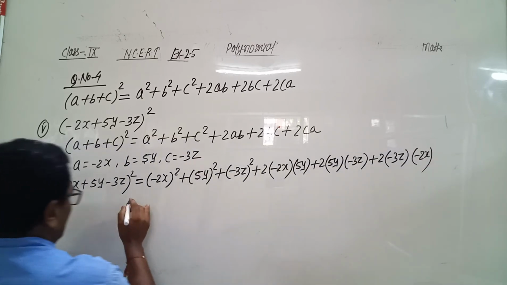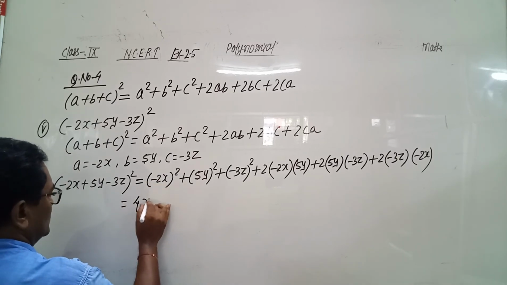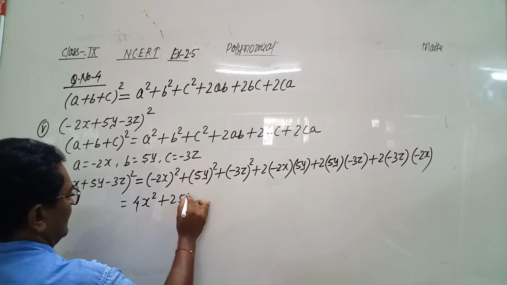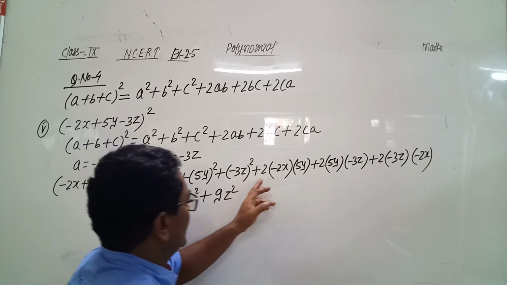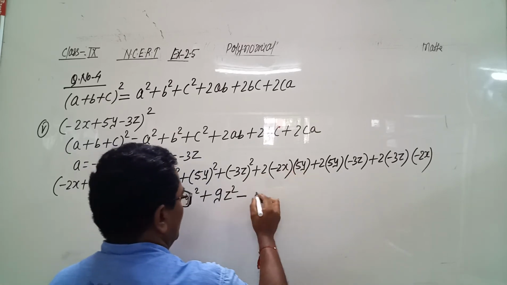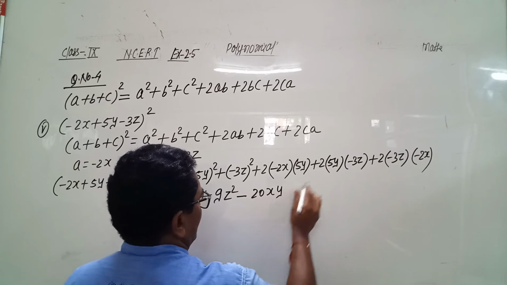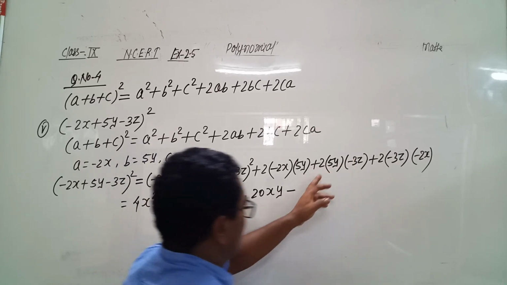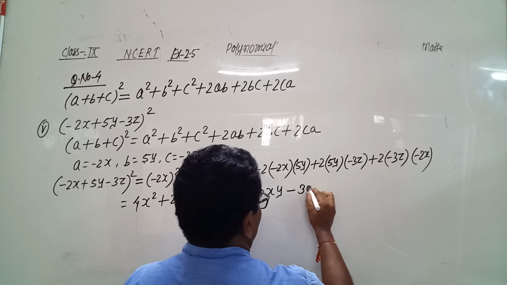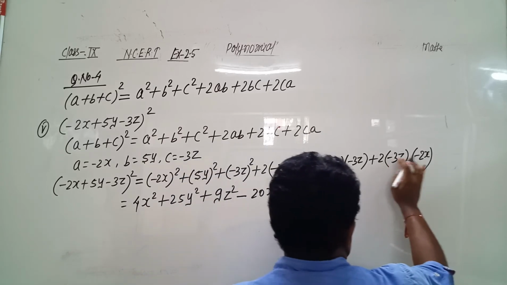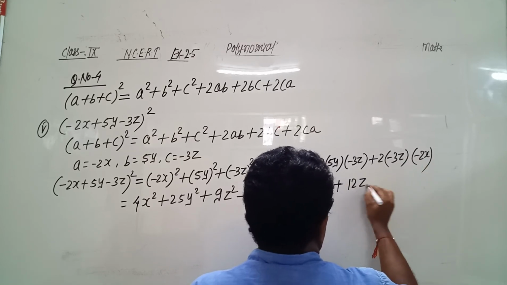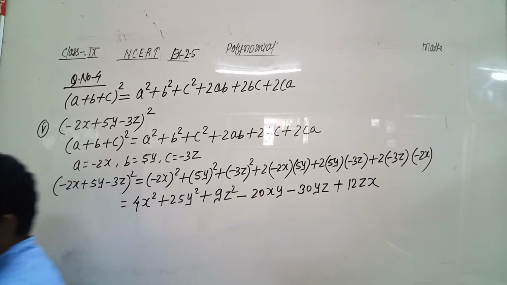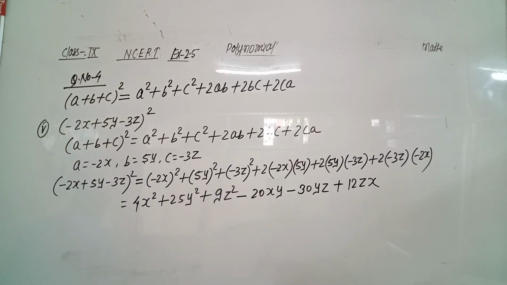Then minus 2 the whole square, 4x square, plus 25y square, plus minus 3 the whole square, 9z square, plus minus minus 2 into 2, 4 into 5, 20xy, plus minus minus 2 into 5, 10 into 3, 30yz, and minus minus plus 2 into 3, 6 into 2, 12zx. Then the last part of this question, sixth part.